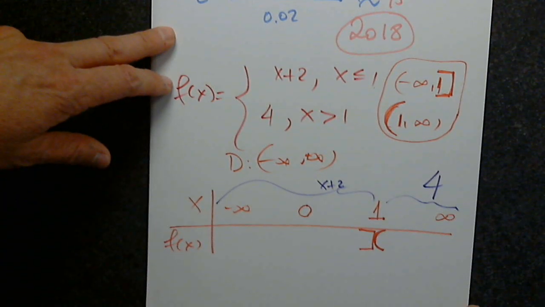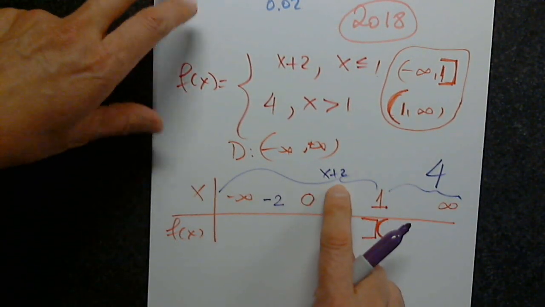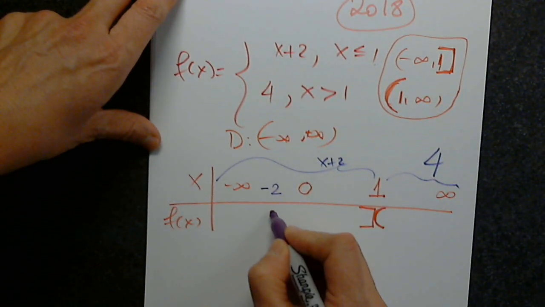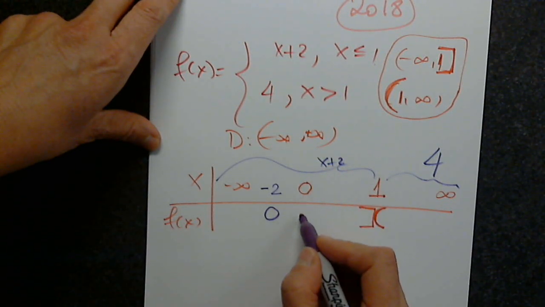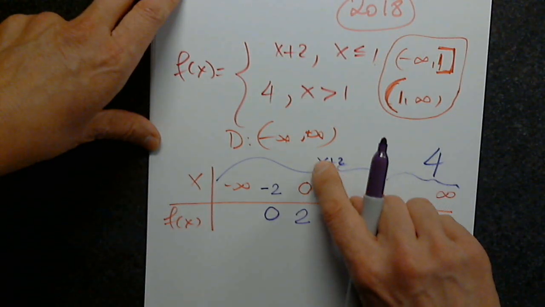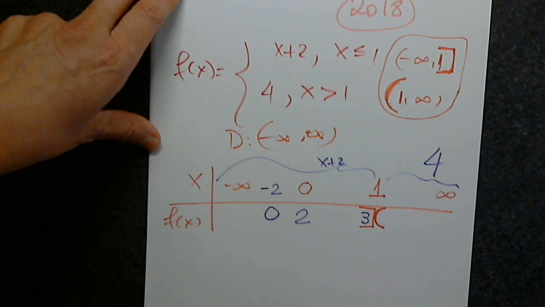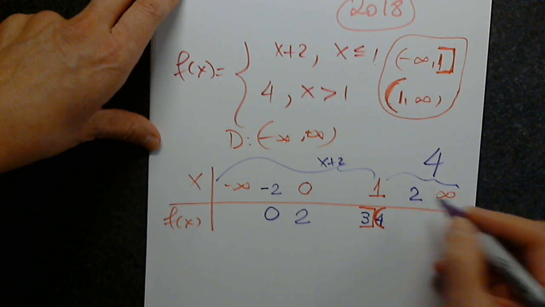Let's plug in numbers. I'm also going to plug in negative 2 because that's an x-intercept. So let's plug in negative 2. What do I get? Let's plug in 0. What do I get? Let's plug in 1. What do I get? Inside the bracket. Let's plug in 1. What do I get? Indeed. Let's plug in 2. What do I get?